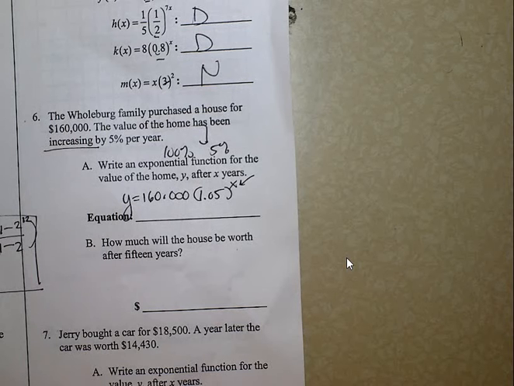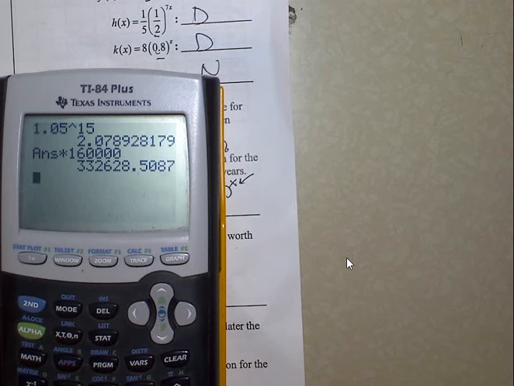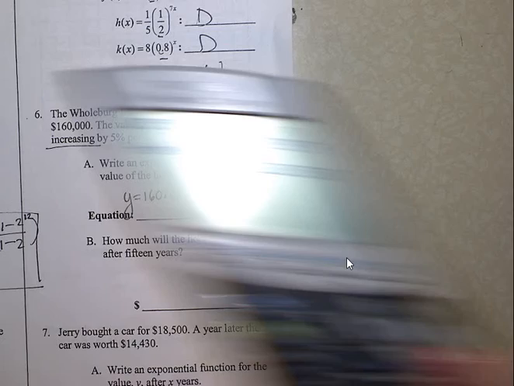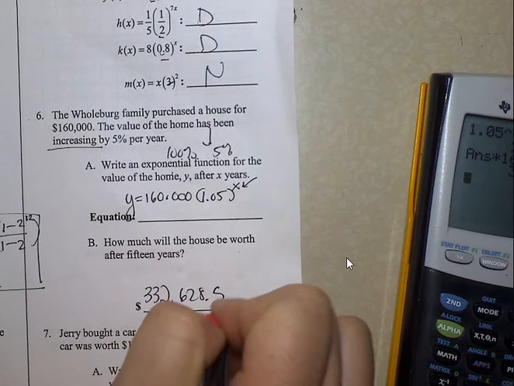Check your answer with mine to make sure I didn't make any mistakes. If it says round to the nearest dollar, we'll do that. If not, I'm going to write down exactly what I see. 332,628.51.